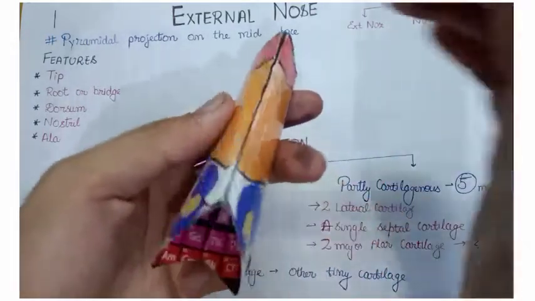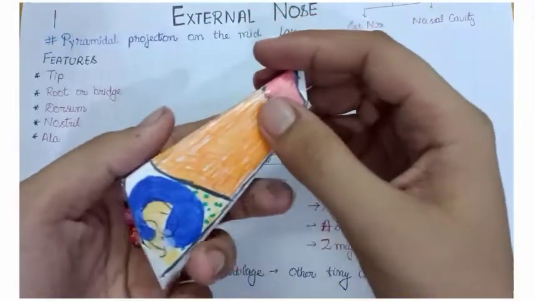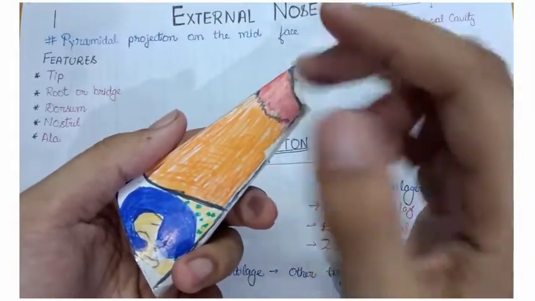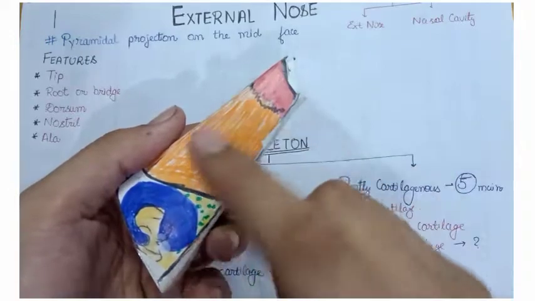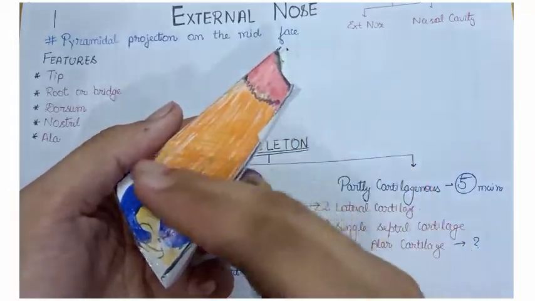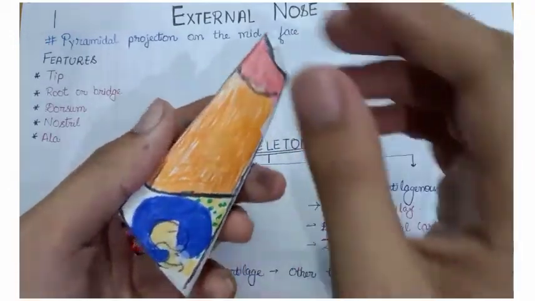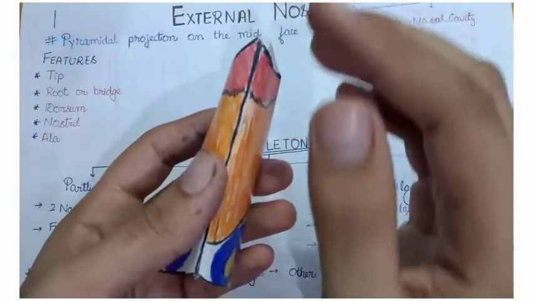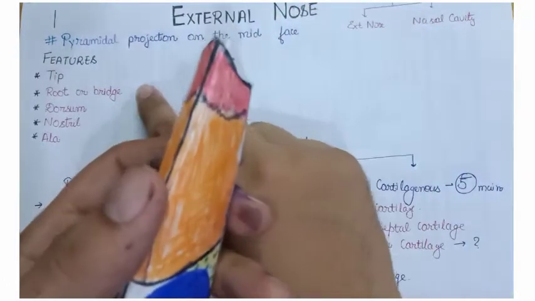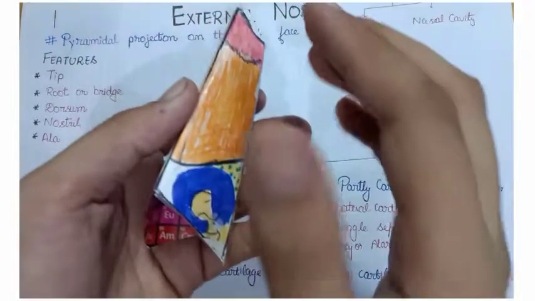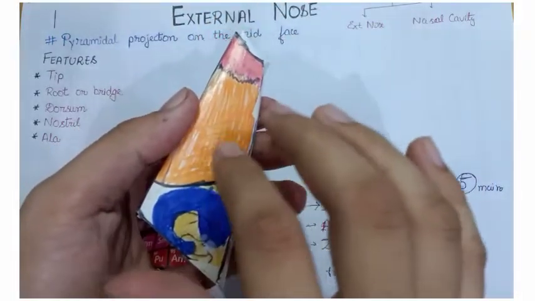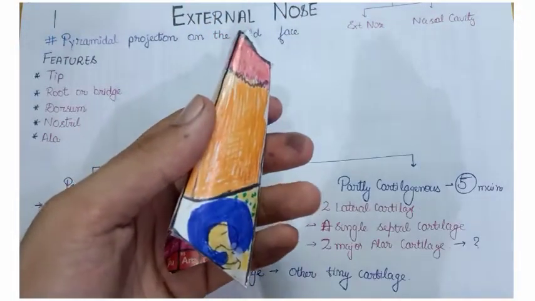If you look at the external features, this red portion denotes the bony part, and the other portion below is made up of cartilaginous part. The bony part is present more superiorly near the root or the bridge, and the rest of the portion is made up of the cartilaginous part.